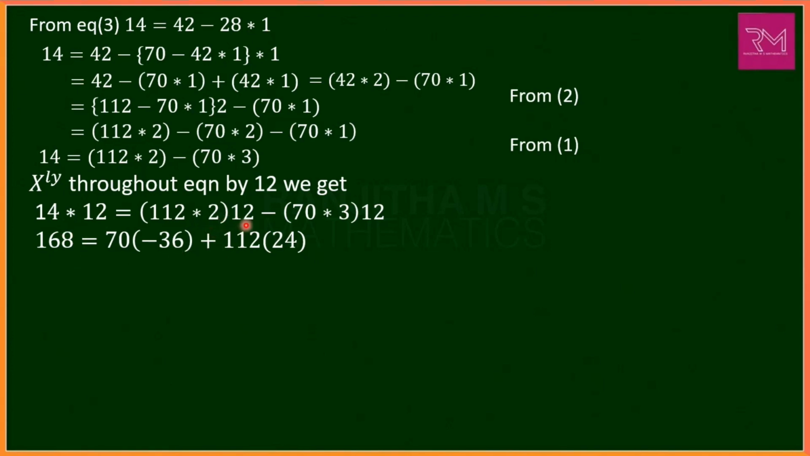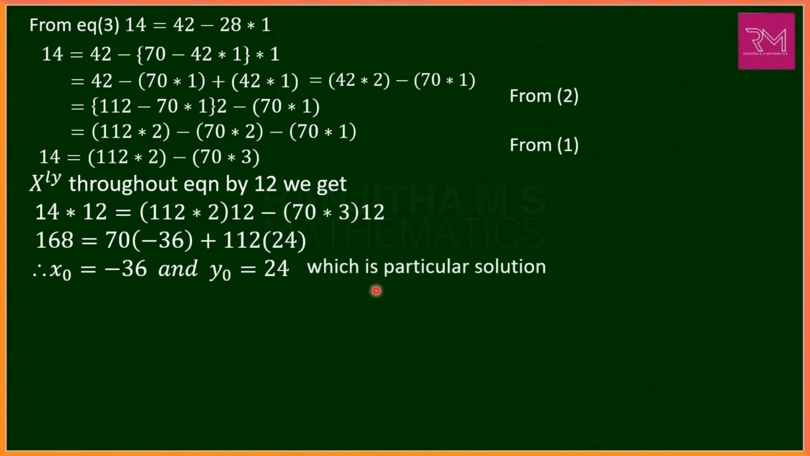On the right hand side, we have to multiply 12 for this 2 value and we have to multiply 12 for this 3 value, because we want to achieve a linear Diophantine equation of the form 70x + 112y = 168. Take this value first, that is 70 into, multiply minus inside the bracket, 12 × 3 is 36, that is 70 × (−36) plus 112 × (2 × 12 = 24). So this is of the form 70x0 + 112y0. Therefore, we can conclude that the x0 value is −36 and the y0 value is 24. So this is a particular solution for the given linear Diophantine equation.